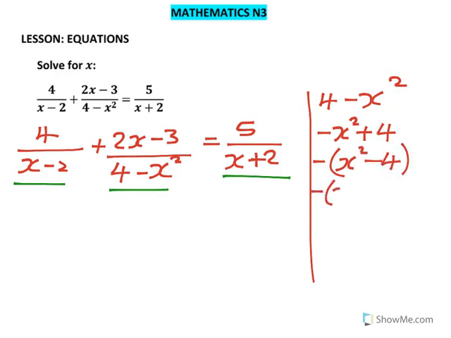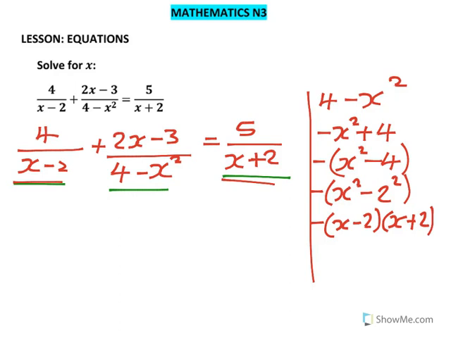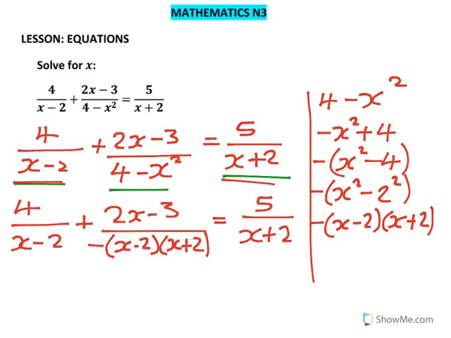This is a difference of two squares, where it's x squared minus, actually not 4, minus 2 squared, because 4 is 2 squared, which is negative x minus 2 and x plus 2. Now look at it, we have x minus 2 here and x plus 2 here, and this one actually is minus x minus 2, x plus 2. So if I rewrite it, this is what I'm going to get.